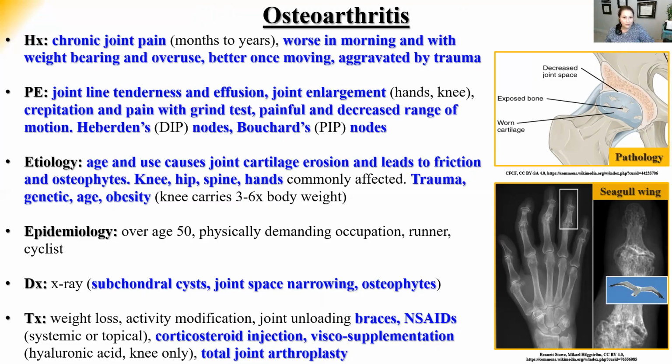Treatment for this: weight loss, activity modification. In orthopedics, we have a rule that says if it hurts, don't do it. Unloading joint braces. Anti-inflammatories can be either systemic or topical, things like Voltaren gel. Corticosteroid injections can be given on a limited basis. Viscosupplementation, things like hyaluronic acid. This is given in the knee only. And then finally, total joint arthroplasty, where you actually replace the joint components.